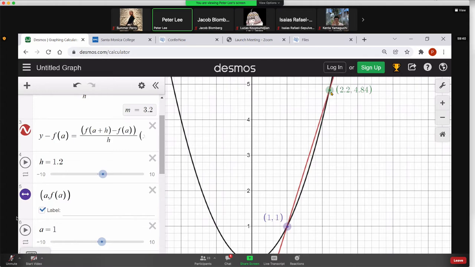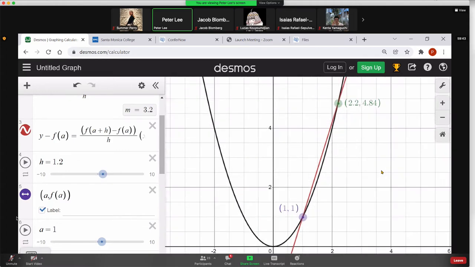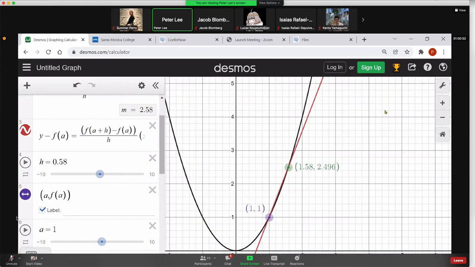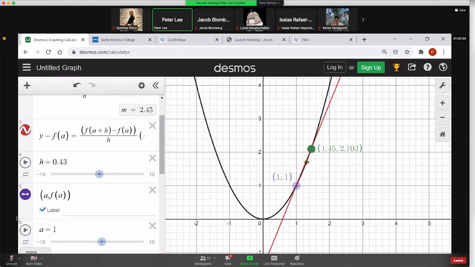So now the question is, what is a tangent line? Where's the tangent line? Well, this is not the tangent line. In order to get the tangent line, what should I do? I have to bring this green point toward the purple point, 1, 1. I'm going to bring it closer and closer. Now this green point is so close. Right now, the value of h is 0.05.